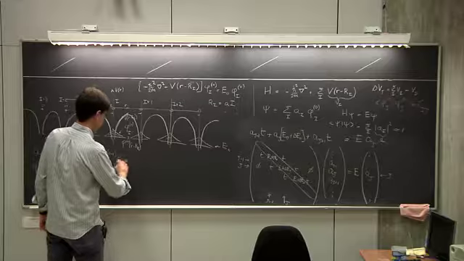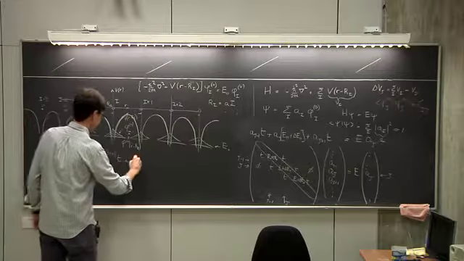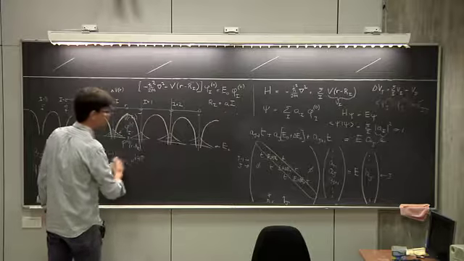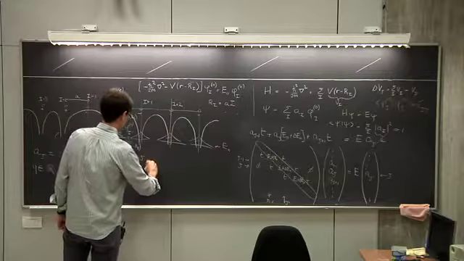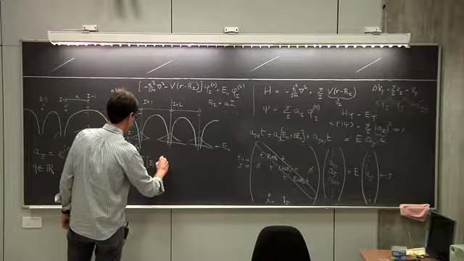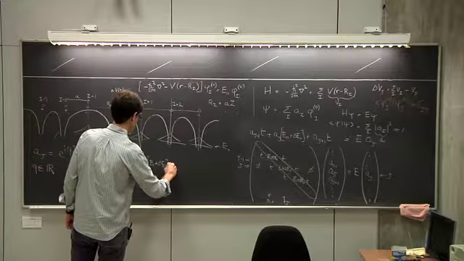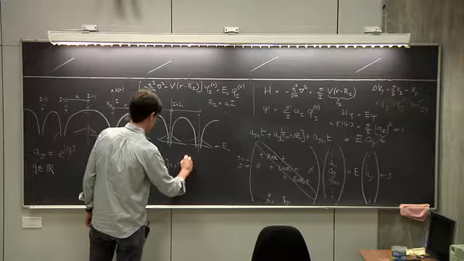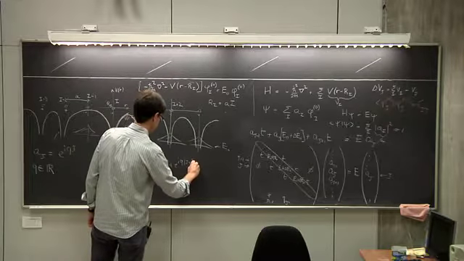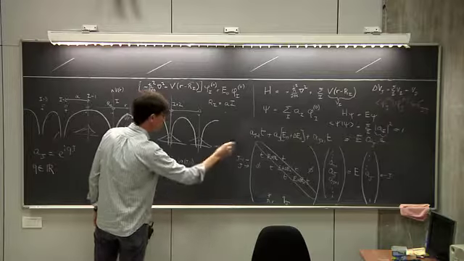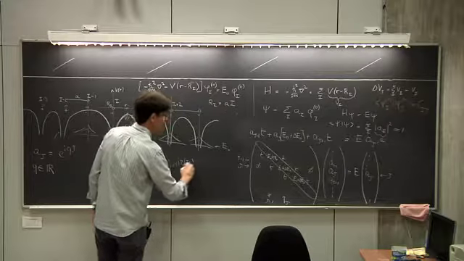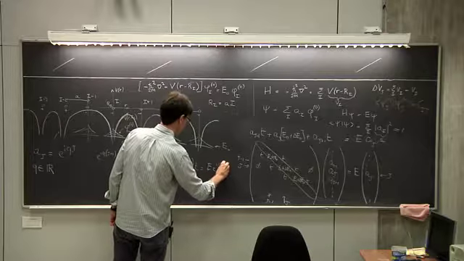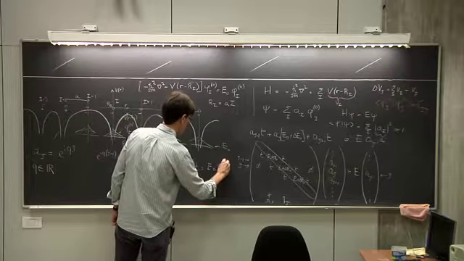T plus Aj, so Aj is e to the i Q j, E naught plus delta E naught, plus e to the i Q (j plus 1) T. And this must be equal to E e to the i Q j.